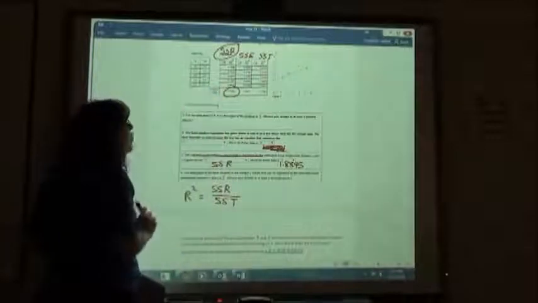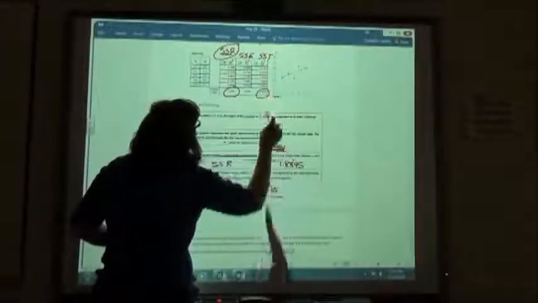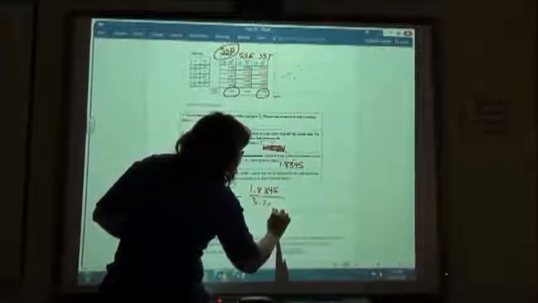So I'm again going to just look in my table. My sum of squares regression, 1.8345. My sum of the squares total, 3.7280. I'm going to divide those two numbers, round my answer to two decimal places.